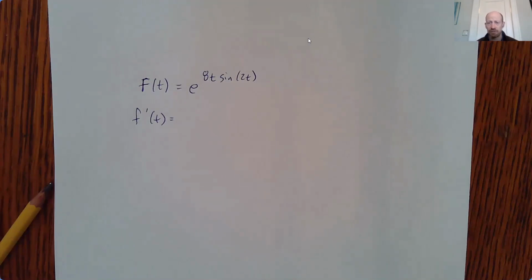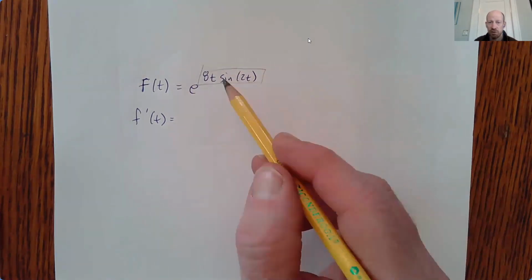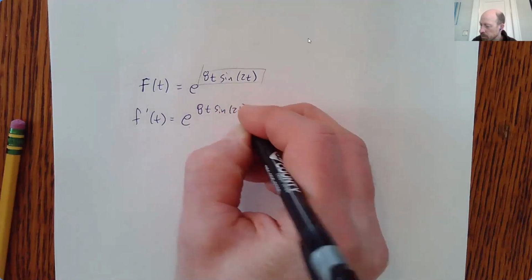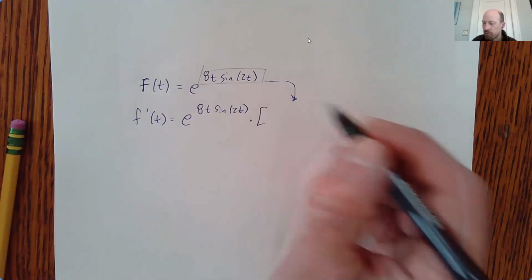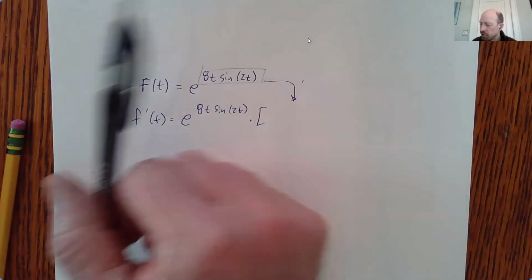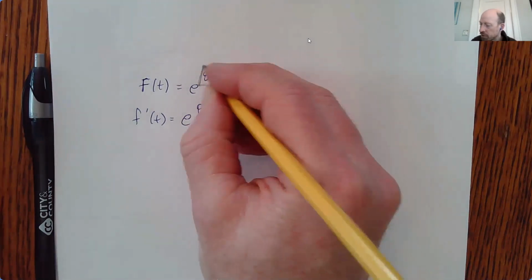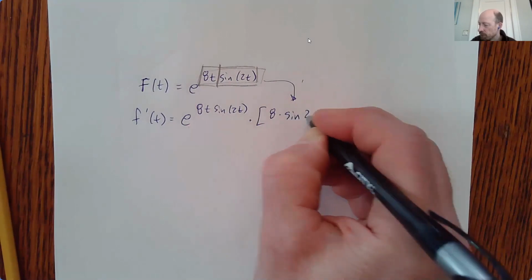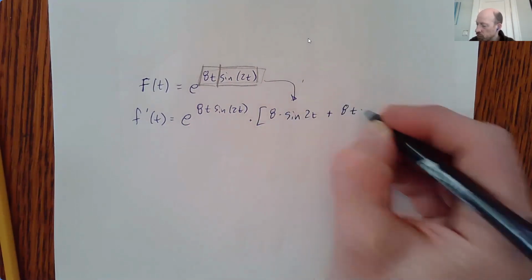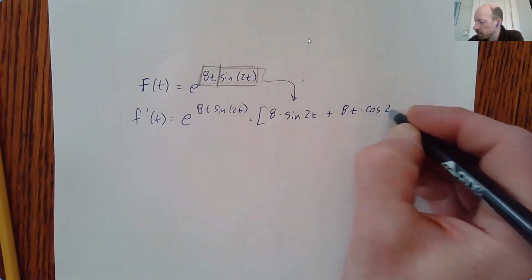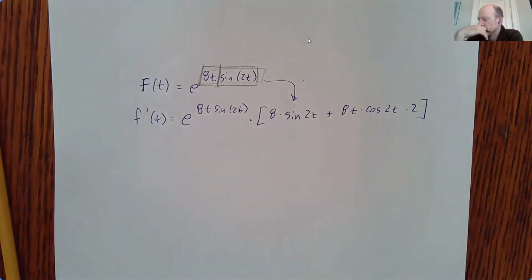And so I want to be careful that I'm thinking and showing the structure of the problem. So this is really an e to the u. The derivative of e to the u is e to the u times the derivative of that u. That's the way the chain rule works. And then when I look at the derivative of this, I really want to see that as a product first and foremost. So I'm going to use the product rule here. The derivative of 8t, plus 8t times the derivative of sine of 2t. And there's a little extra chain rule there. The derivative of sine of 2t is the cosine of 2t times 2.